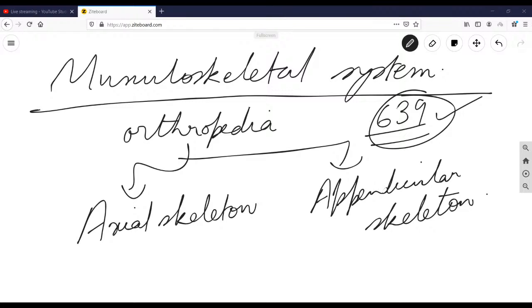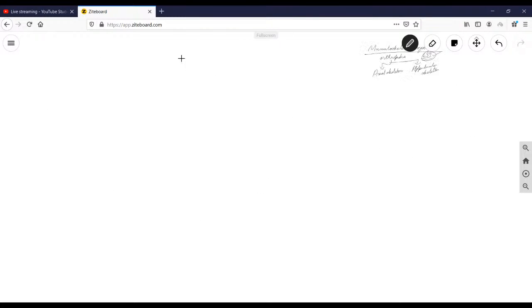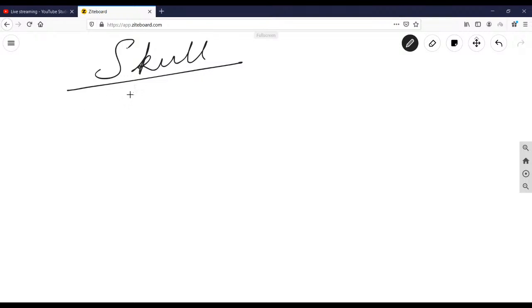Axial means you take the y-axis of the body directly. So the axial skeleton has a total of 80 bones. You start with the skull at the top. Let's count the bones. Let me give you a table where you can count the bones.